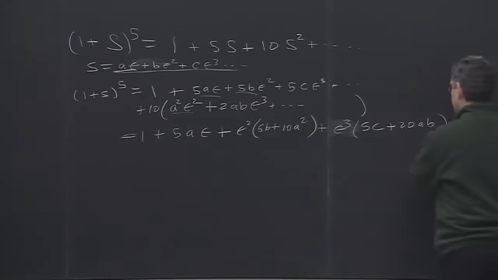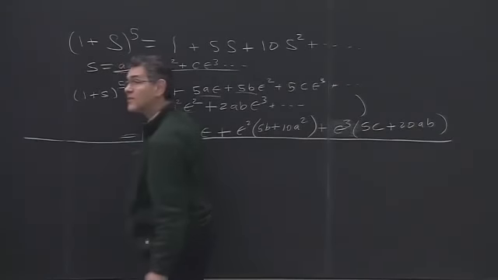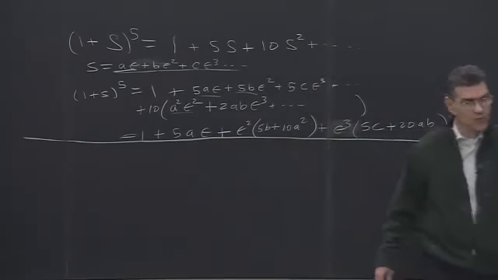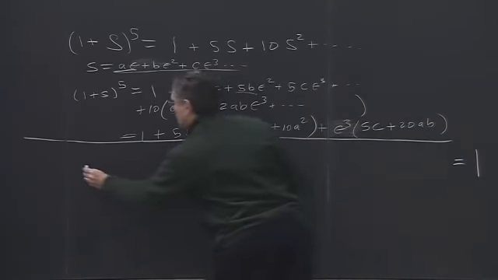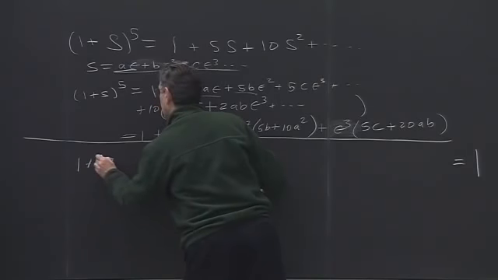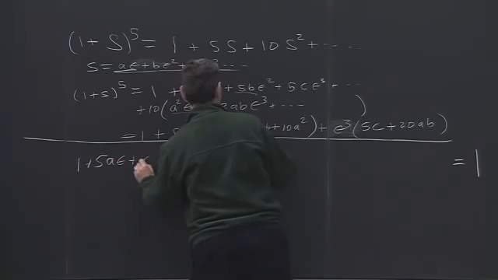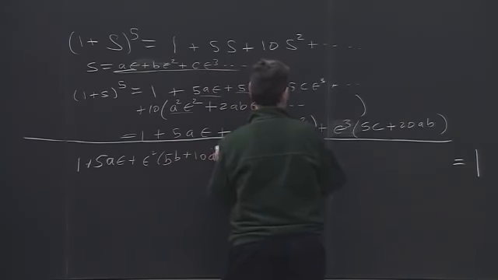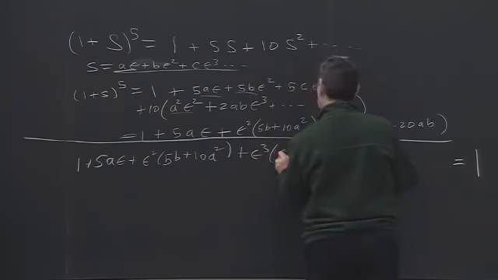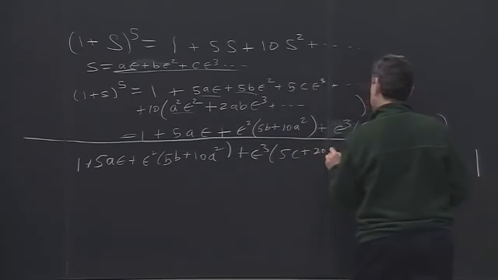Okay, great. So now, this is the technical part of the calculation. It's kind of boring, but let's go ahead and do it. This equation here, the one we're trying to solve, says that 1 is equal to, first, we have this x to the 5 term: 1 plus 5a epsilon plus epsilon squared (5b plus 10a squared) plus epsilon cubed (5c plus 20ab).